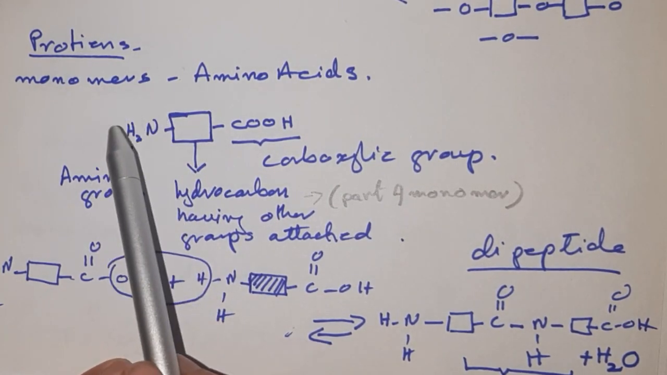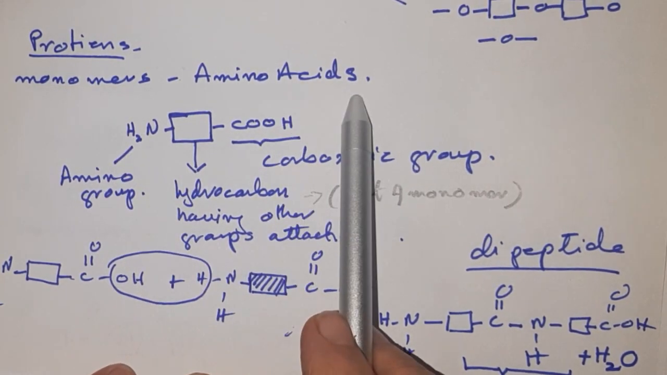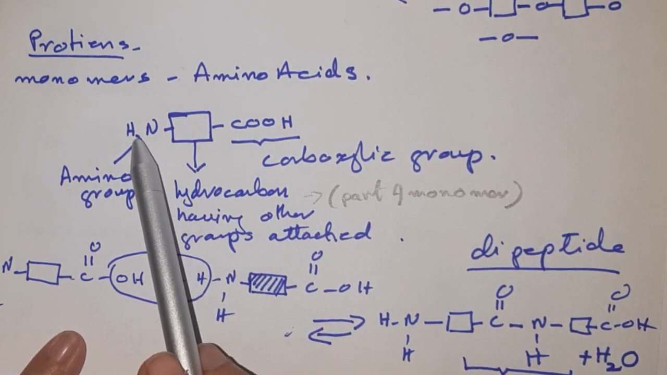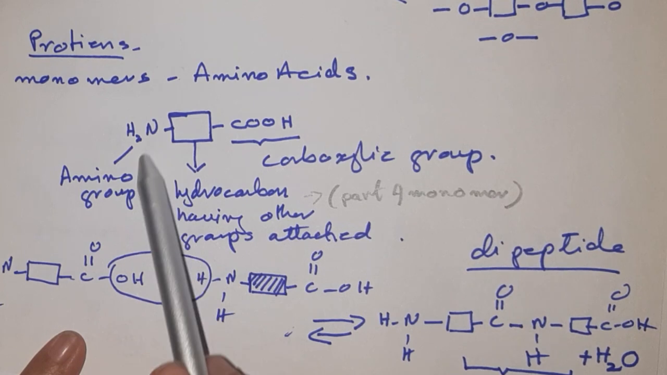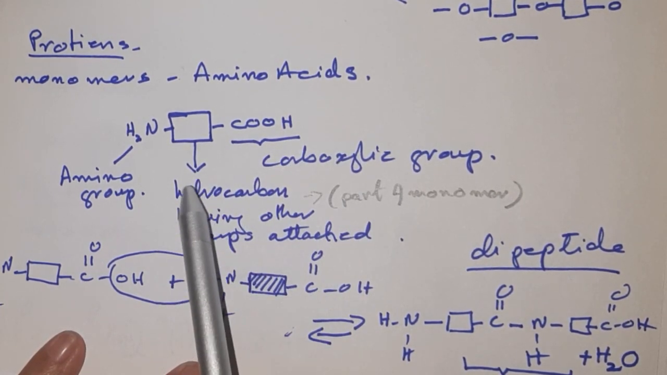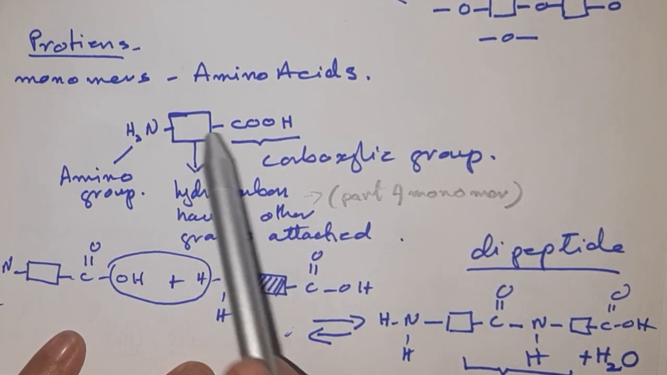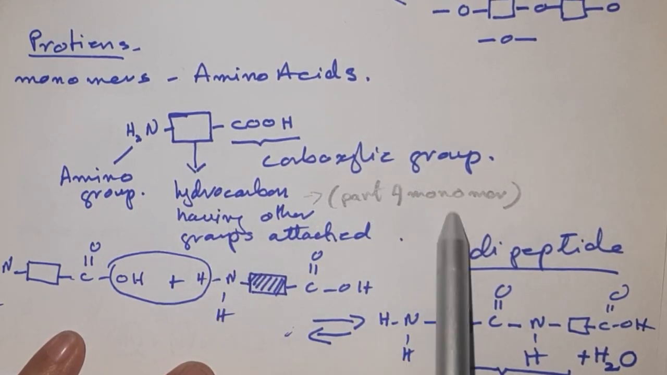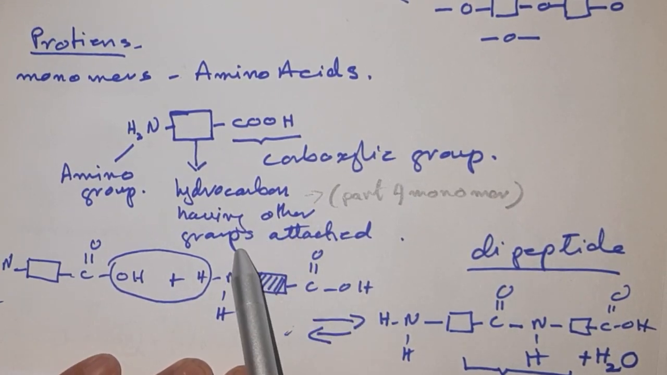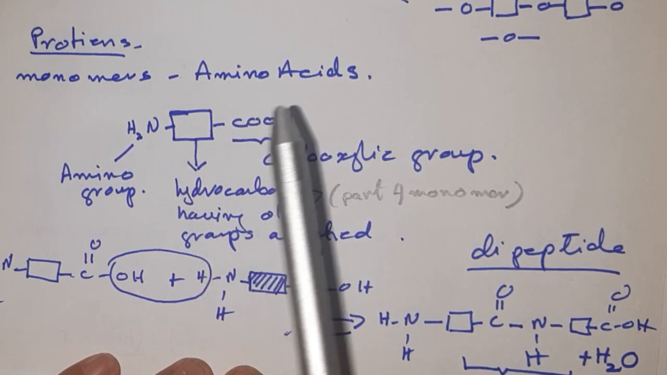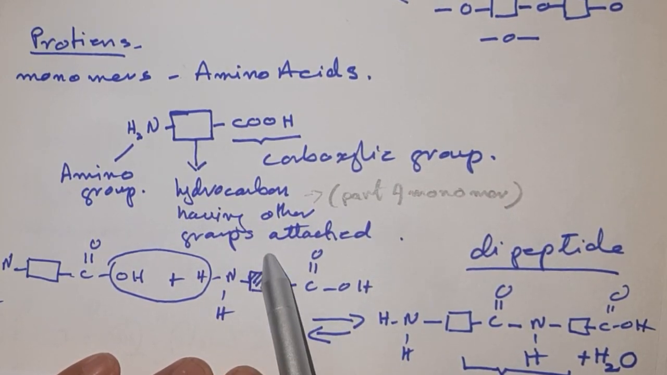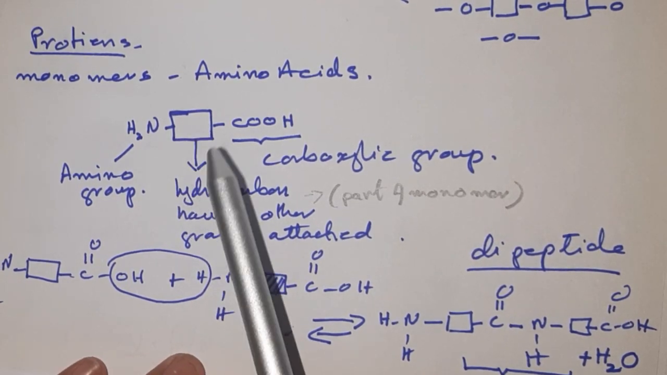Now proteins, monomers are amino acids. This is the general formula of the amino acid. This is the amino group, that is H2N. This is a carboxylic group, COOH. The rectangle in between is actually part of the monomer, which is a hydrocarbon, and there can be other groups attached to the hydrocarbons. So we need not go into the detail of the structure of the monomer inside or the groups attached, so we just draw a rectangle.